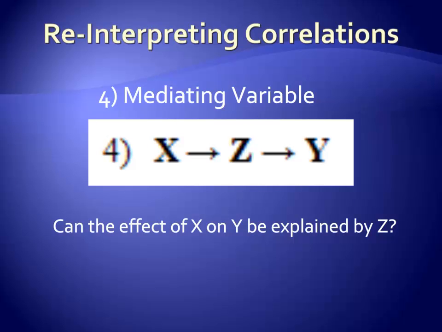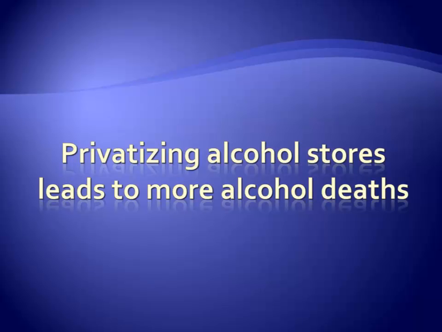A fourth way to reinterpret a correlation relates to the presence of a mediating variable. This means that the effect of x on y can be explained by z. For example, a small community had found that when they passed legislation to privatize the sale of alcohol, more alcohol-related deaths started to occur. However, it was not the privatization of alcohol that was the problem.